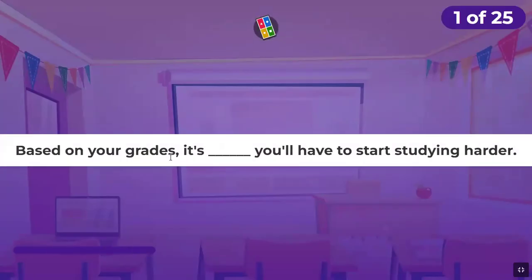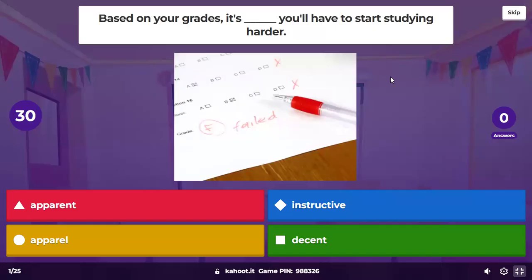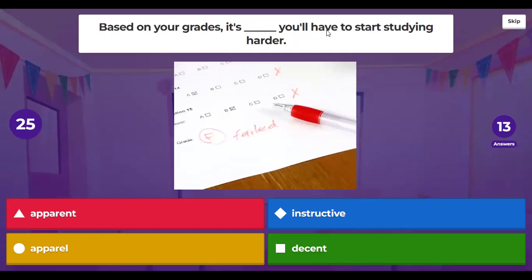It's 25 questions. Based on your grades, it's blank. You will have to start studying harder. Type in the correct one, click the correct one. Put your answers here.